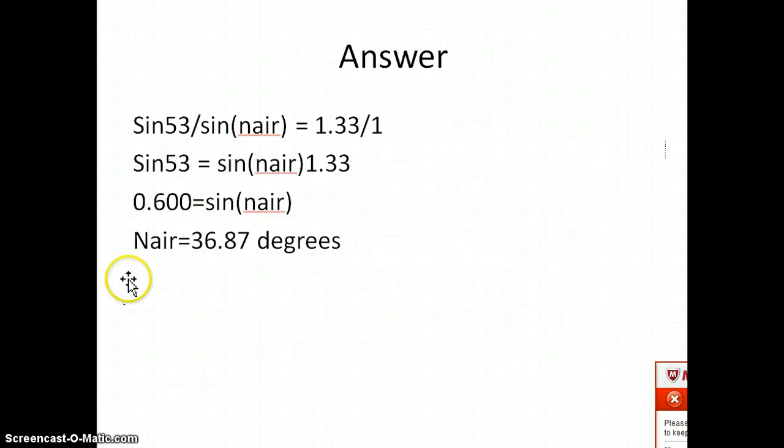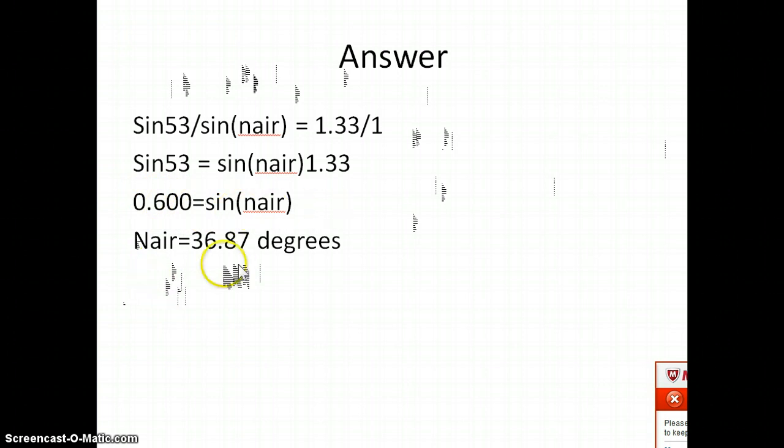So as you can see here, we have sine 53 divided by sine n air equals 1.33 over 1. These two values were given to us, and we just had to plug them in. Sine 53 equals sine n air times 1.33. Then you just solve this to get 0.6 equals sine n air. Then you just take the inverse sine, and we get the angle to be 36.87 degrees. And that's the angle by which you'd have to throw the spear in.